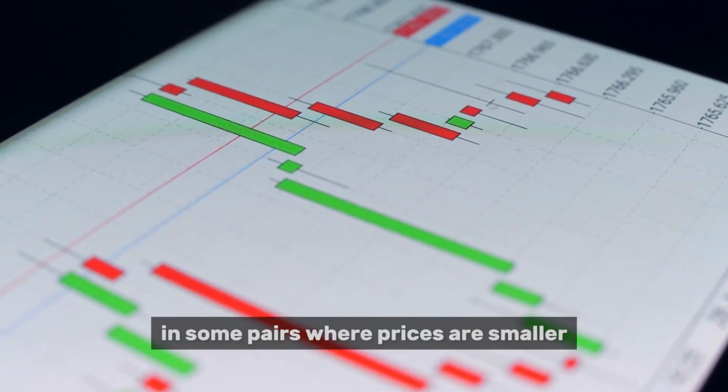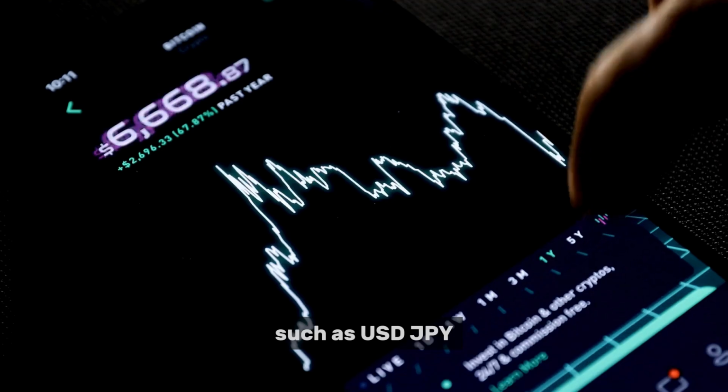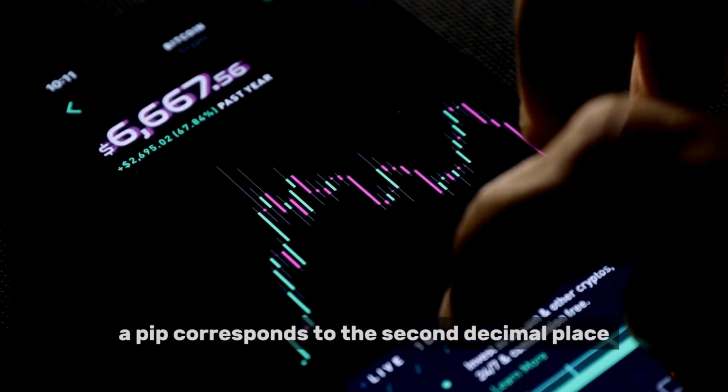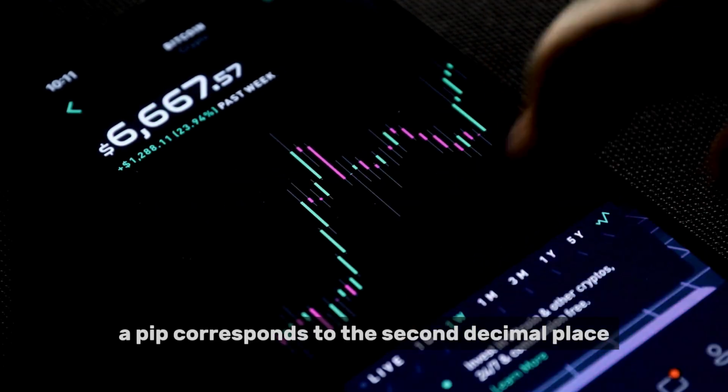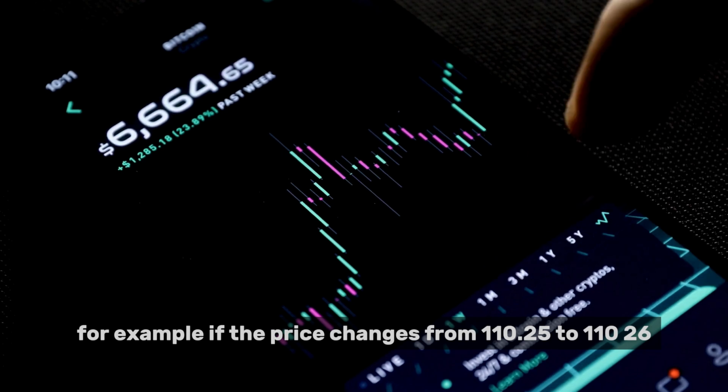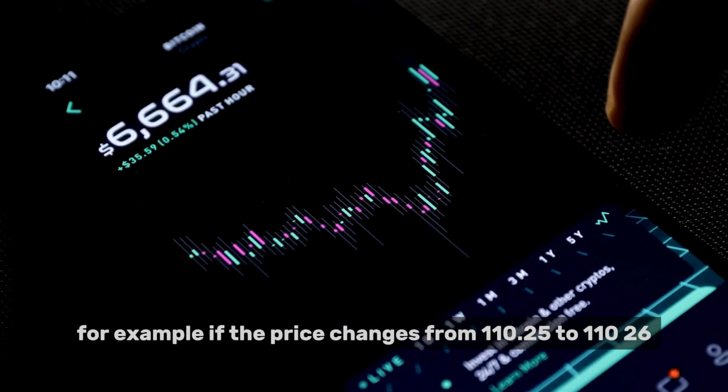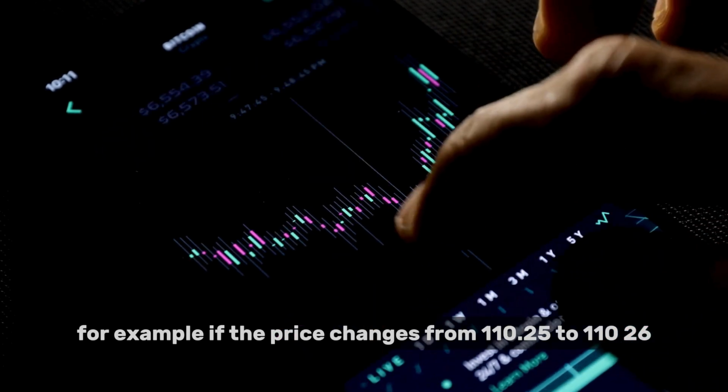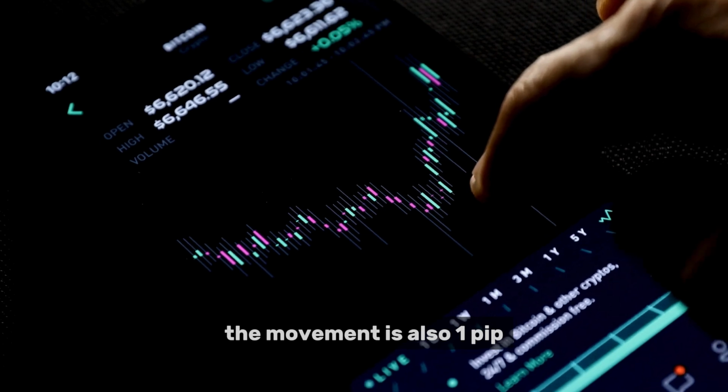In some pairs where prices are larger, such as USD/JPY, a pip corresponds to the second decimal place. For example, if the price changes from 110.25 to 110.26, the movement is also 1 pip.